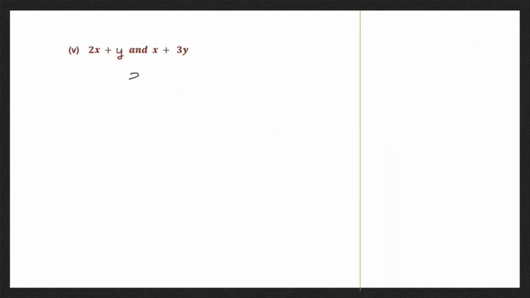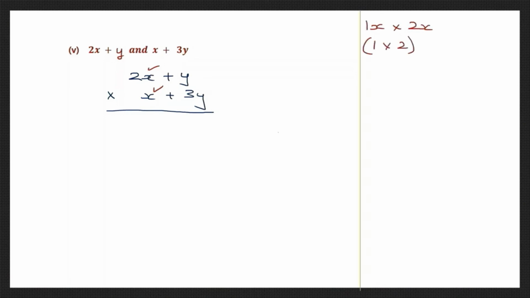Next question: 2x plus y into x plus 3y. So first we're going to do it with x and 2x. So let's multiply x into 2x. So the numbers will become 1 into 2 and x into x.